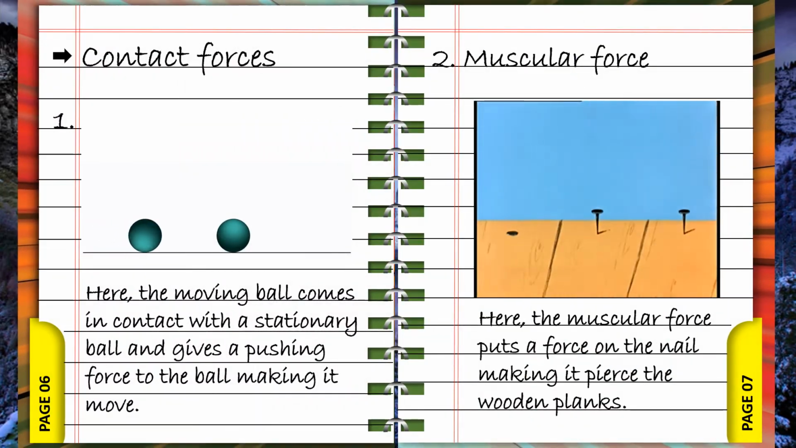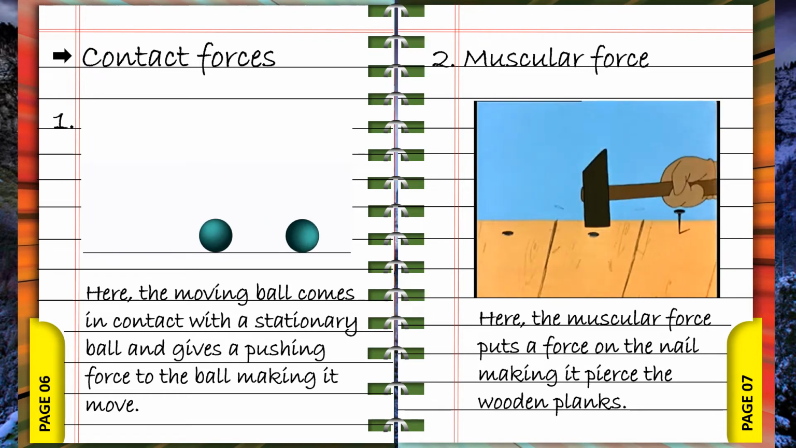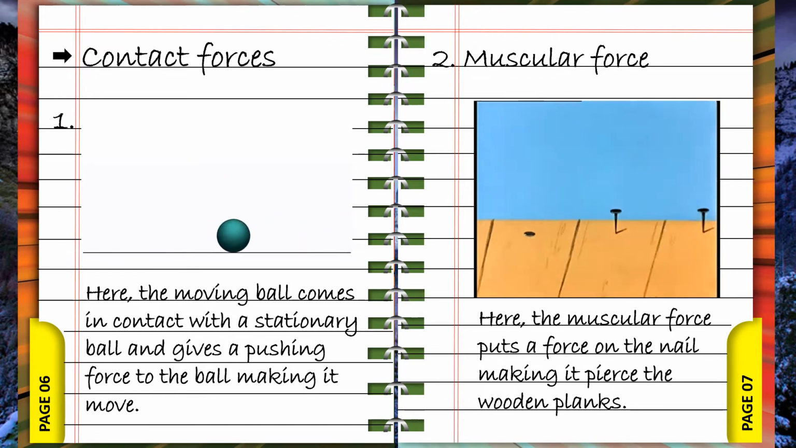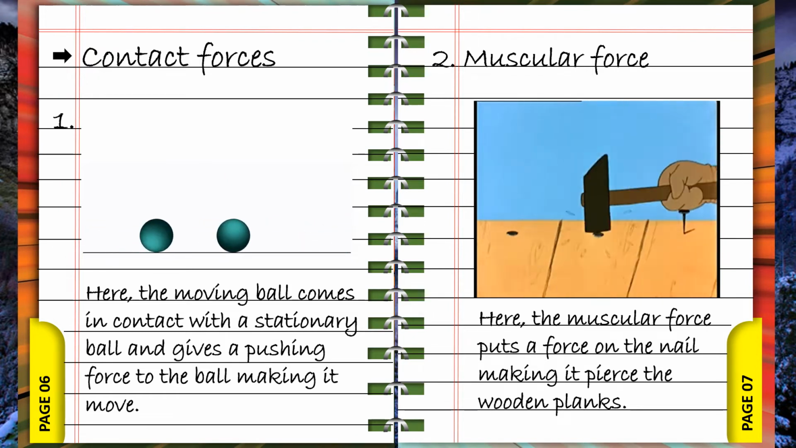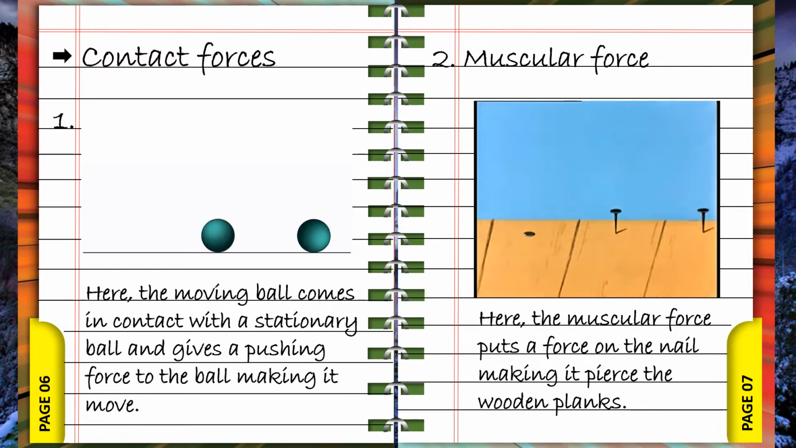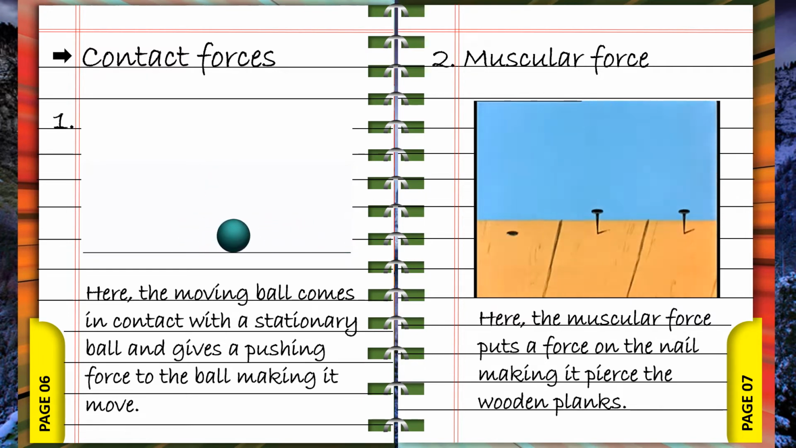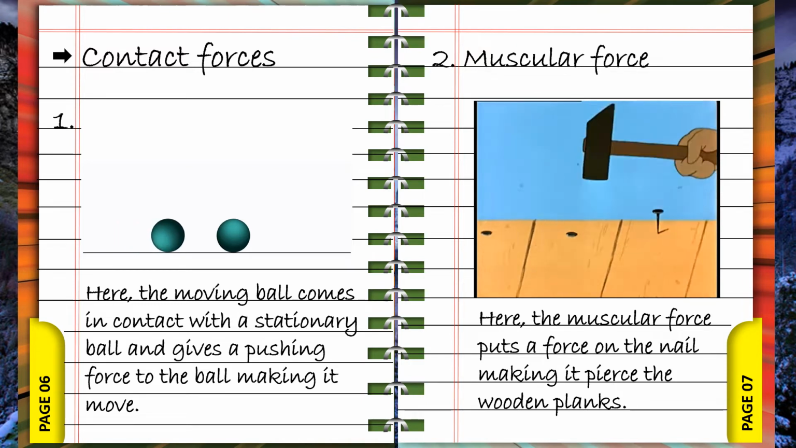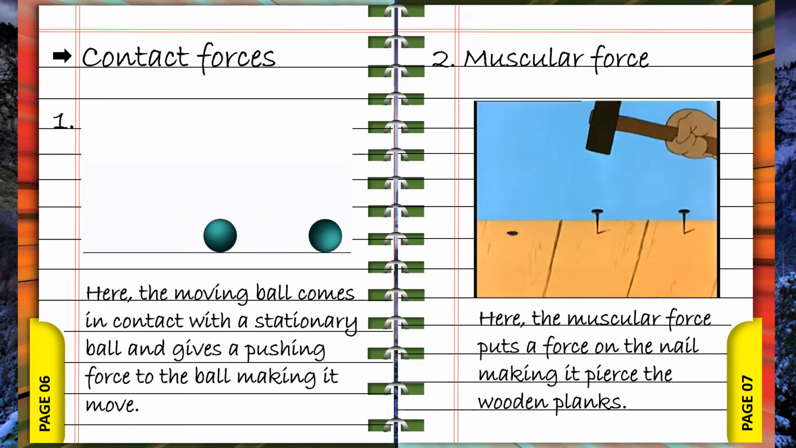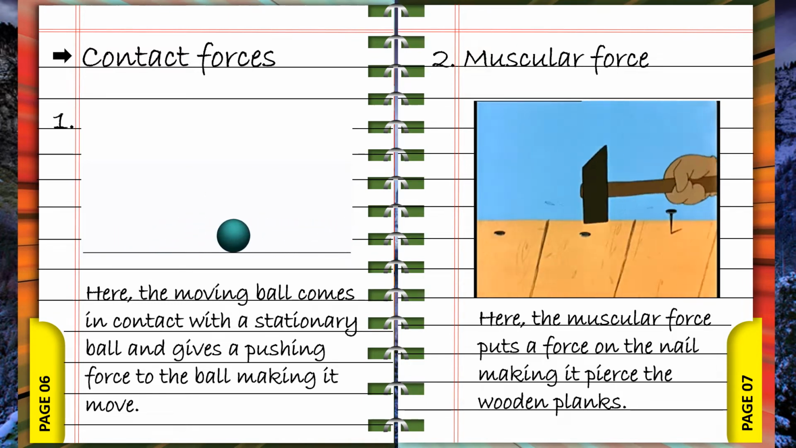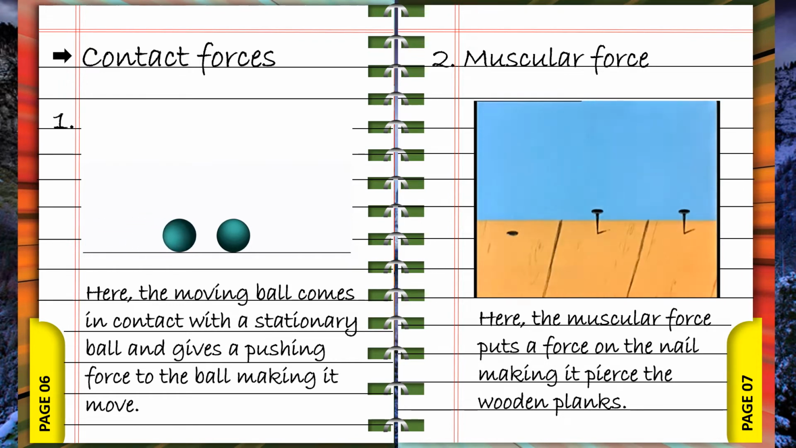Contact forces. The moving ball comes in contact with a stationary ball and gives it a force. That force is making the ball move. Here, the muscular force applied by the man makes the nails pierce the wooden planks.